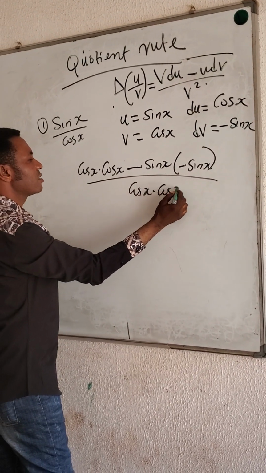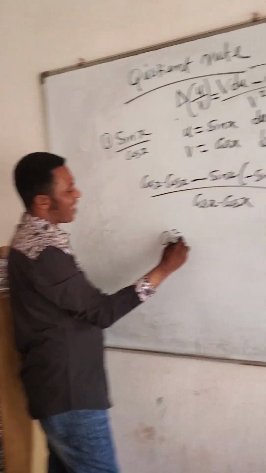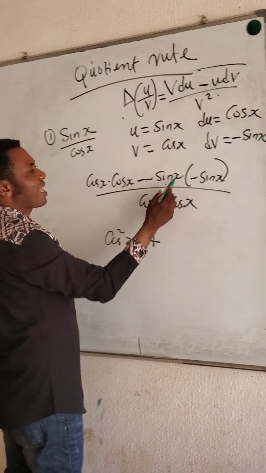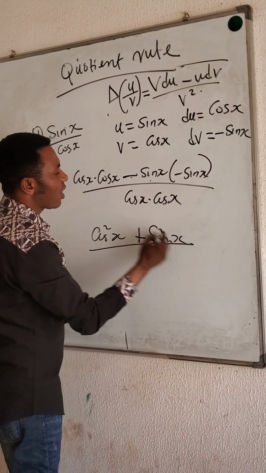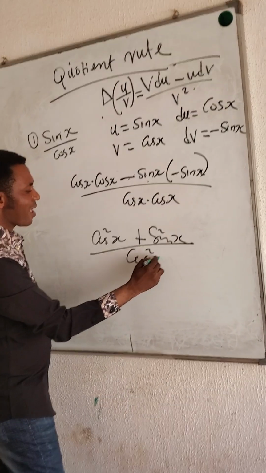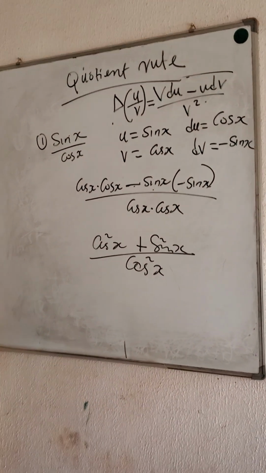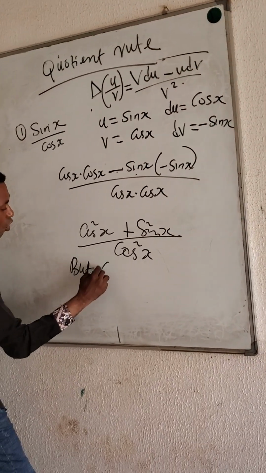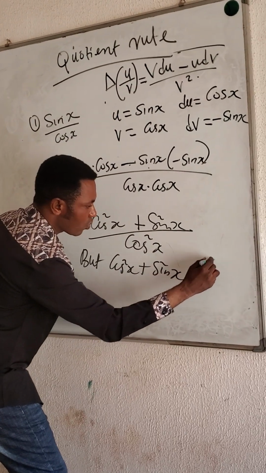Let me just try this way. Multiply by cos x. Now, cos x times cos x, we have what? Cos square x. Then we have minus times minus, we have what? Plus. So sin x times sin x, we have what? Sin square x. All over cos x multiplied by cos x, we also have what? Cos square x. Alright? Now, from the identity, that is cos square x plus sin square x, but cos square x plus sin square x is equal to 1.